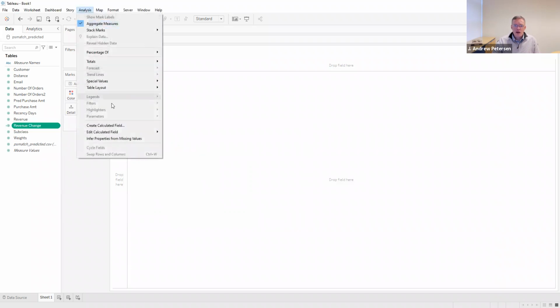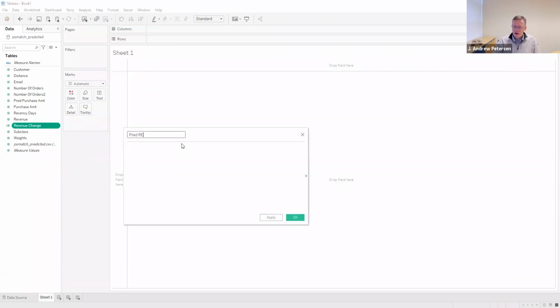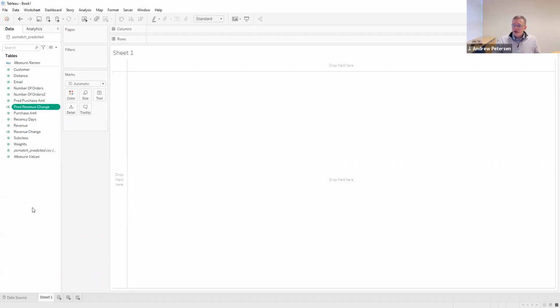For predicted, we can again create a new calculated field. This one we're going to call pred revenue change. And in this case, we'll do something similar. Instead of just purchase amount, we'll call pred purchase amount minus, and in this case, revenue divided by 24. So now we have these different variables that we can put into a table.